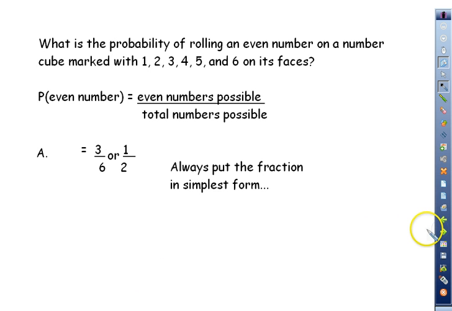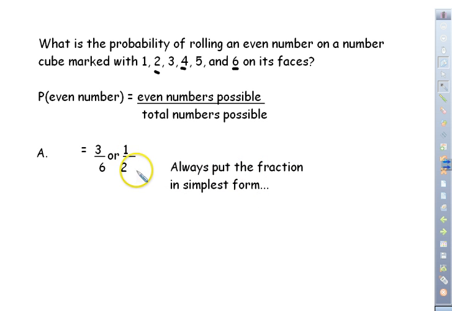Okay, so let's look at a couple other situations. It says, what is the probability of rolling an even number on a number cube marked with 1, 2, 3, 4, 5, and 6 on its faces? Again, number cube is referring to dice. Okay, so probability of an even number would be even numbers, that's the favorable outcomes, over the total number of possible. Okay, so we have 3 possible numbers that are even, 2, 4, and 6, out of a possible 6, which then would be reduced, and you always put the fraction in simplest form, to 1/2.